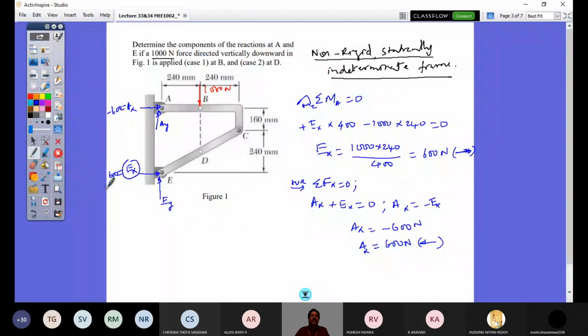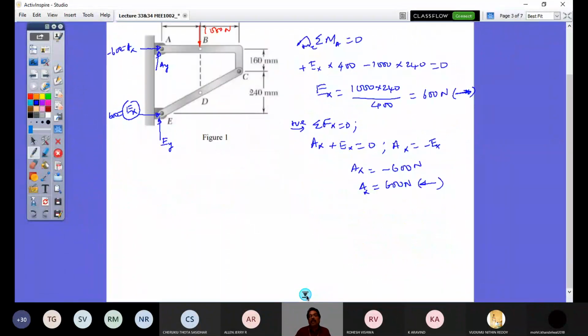Right? It is also, see, when I have sigma Fx, both are cancelled. So I get my configuration back like that. And then my third equation is now Ay plus Ey equals 1000. If I apply my third condition of equilibrium, that is sigma Fy equals 0, I would get Ay plus Ey minus 1000 equals 0. So that's equal to 1000. So that's my equation 3.